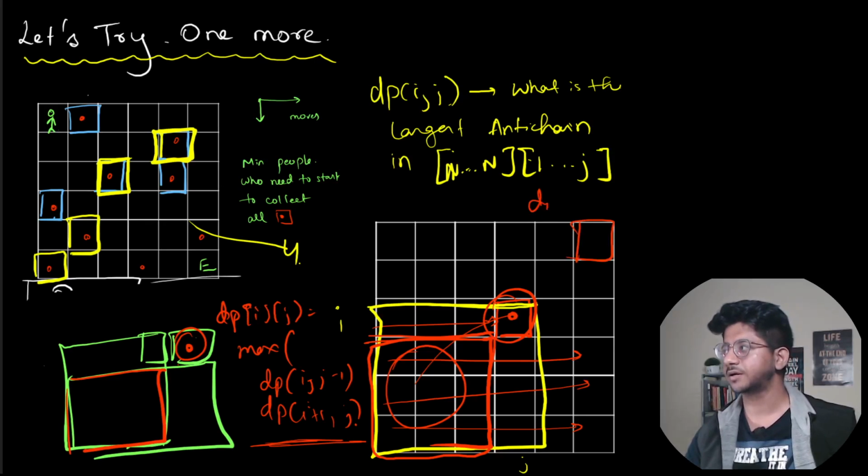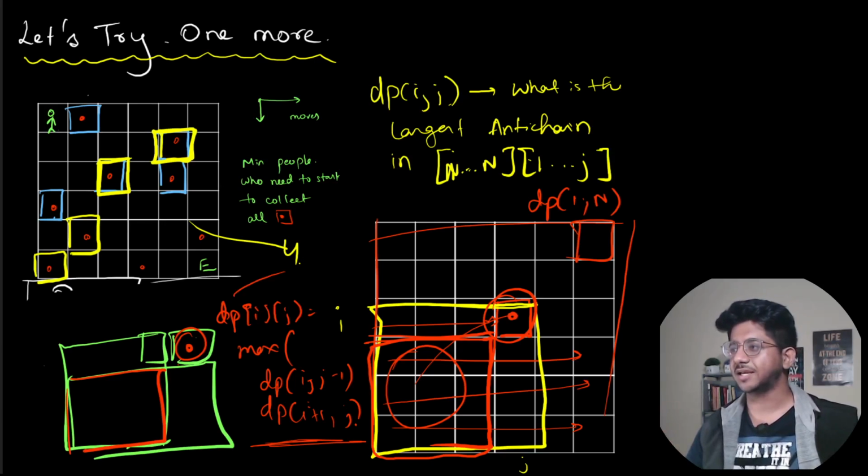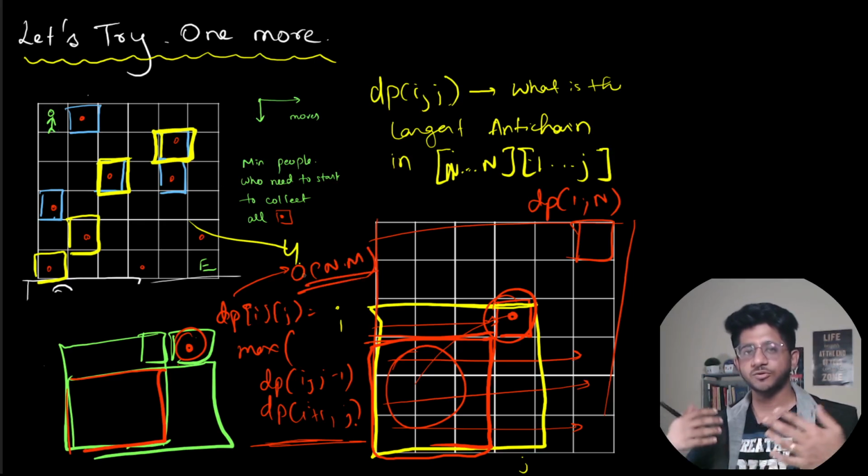DP of 1 comma n is going to give you the largest antichain in the whole of this grid, and that is going to be your answer. So this DP is an order n into m kind of DP to calculate. This should be fairly straightforward.